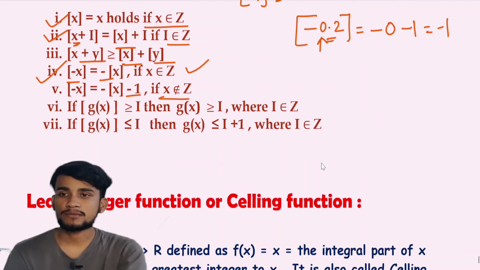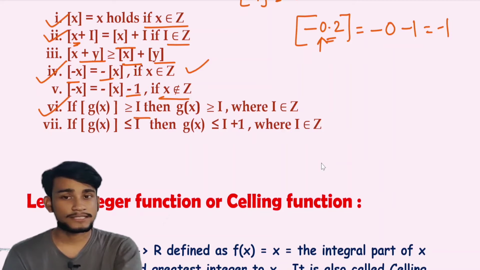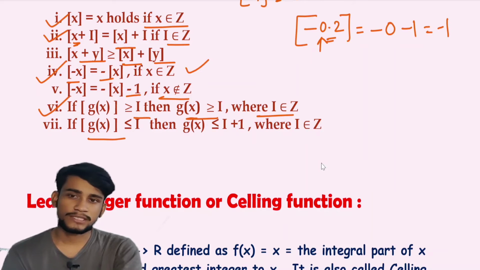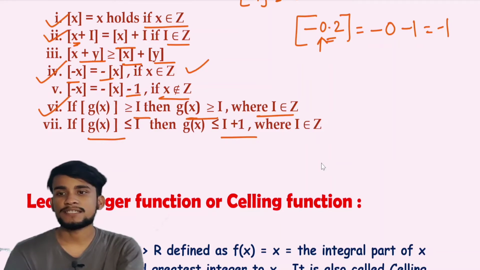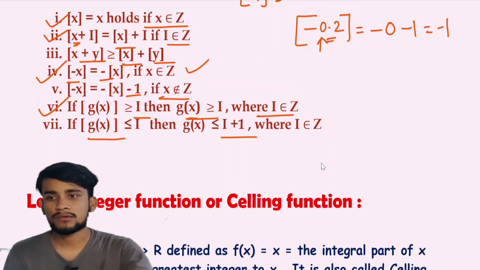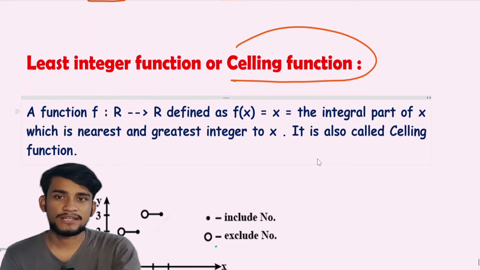Two properties are left. Property number 6: if g(x) is a function, then floor of g(x) is greater than or equal to I where g(x) is greater than or equal to I, where I belongs to the integers. If floor of g(x) is less than or equal to I, then floor of g(x) is less than I plus 1, where I belongs to Z, that is, integers. So this is the greatest integer function and its properties. Now we come to the least integer function, also known as the ceiling function.